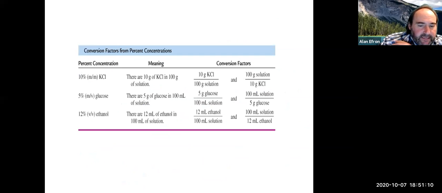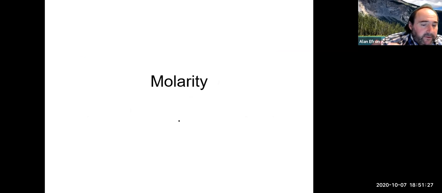And here's just a table that describes what we were talking about. Again, sometimes it's easier to convert these things into conversion factors and do a more dimensional analysis approach. And sometimes it just lines up things a little bit easier for you. Let's then talk about the really important unit of concentration, which is molarity.